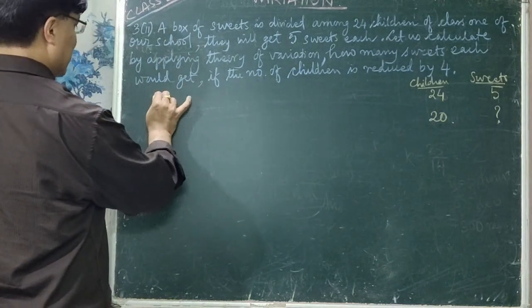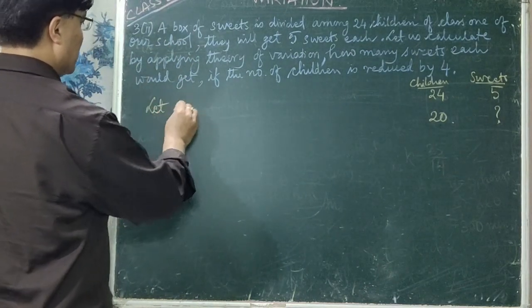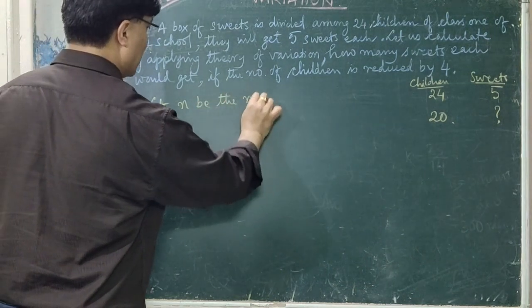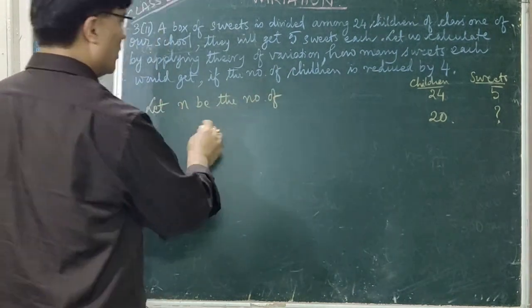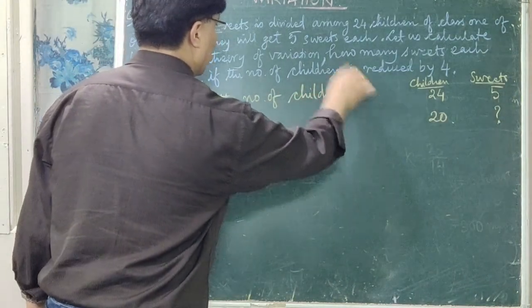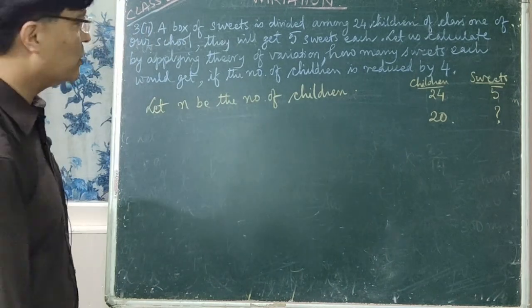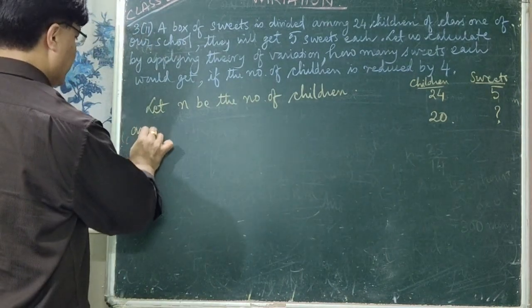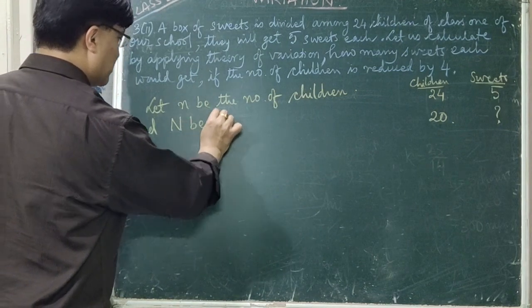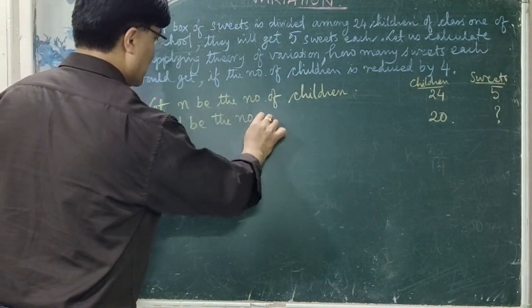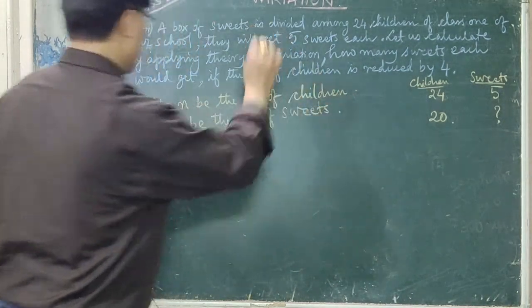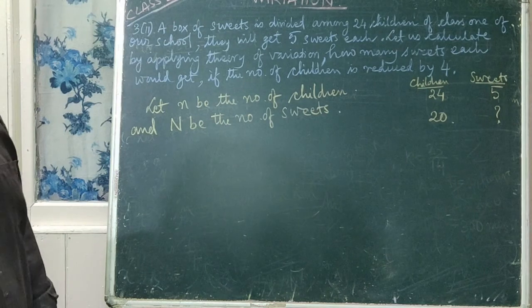So let us write down, let small n be the number of children, and let us write capital N be the number of sweets.